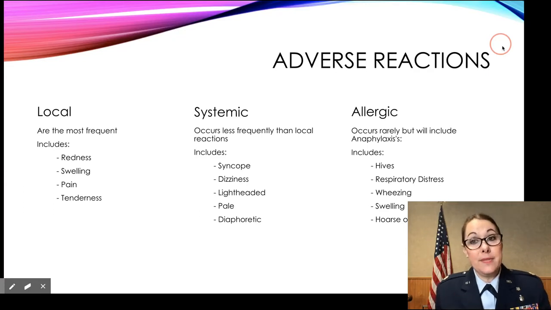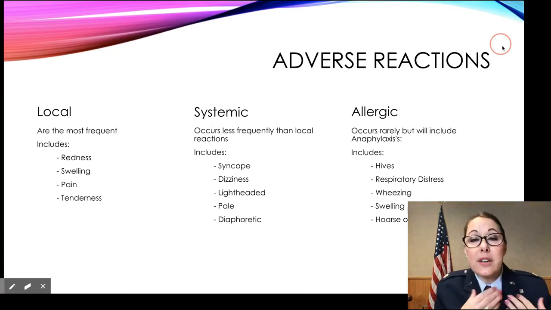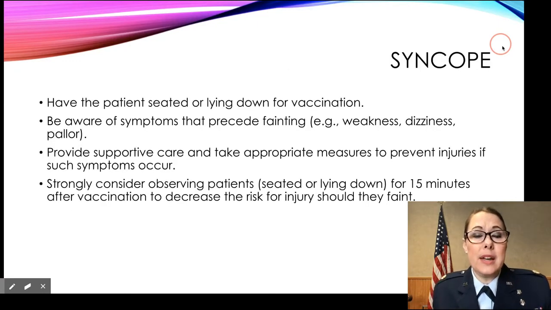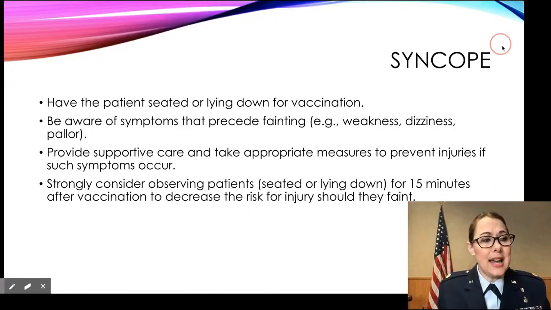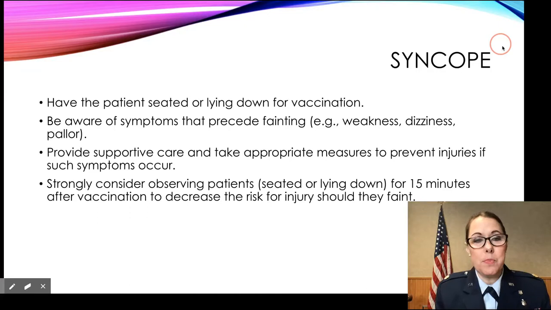And then there's the severe and significant, and that would be an allergic reaction, full on anaphylaxis. They break out in hives, respiratory distress, maybe some wheezing, swelling. They're getting hoarse. They're kind of trying to clear their throat. Those could all be signs of anaphylaxis. So you really want to be watching your patient from the time they come in to the time you're giving them the vaccine. It's a good idea to have your patients be seated or laying down during the vaccination process.